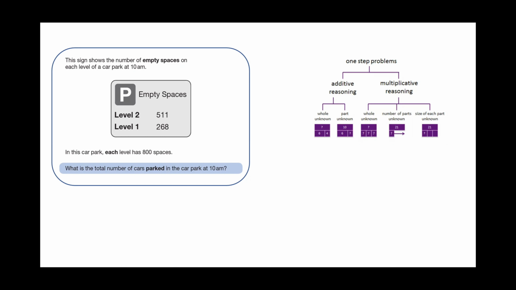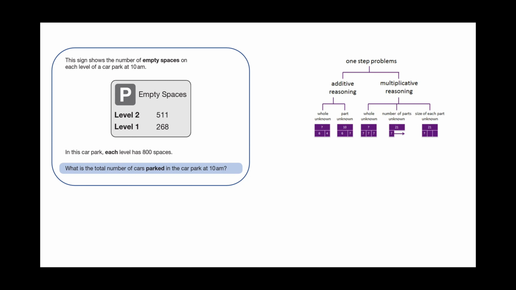Let's look at this question together. Pause the video here, read through the question carefully, and think about what is known and unknown. When I look at this question, one of the things I know is what it's asking me to find. It's asking me to find the total number of cars parked in the car park at 10 a.m. An unknown is how many cars are parked. There's no information about that. I know how many spaces there are available on each level of the car park. And I also know how many empty spaces there are on level 2 and how many empty spaces there are on level 1.